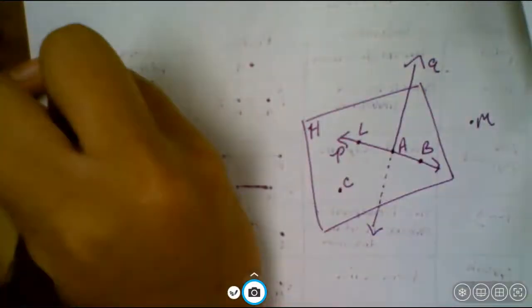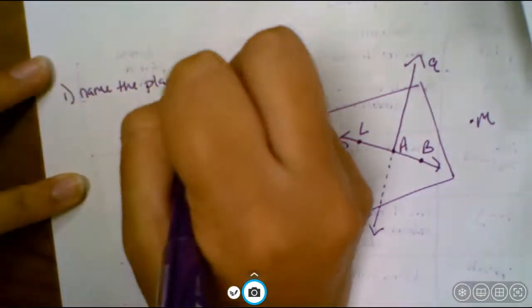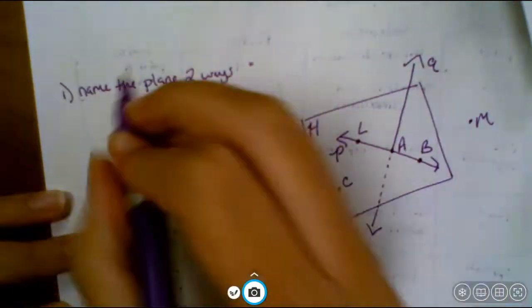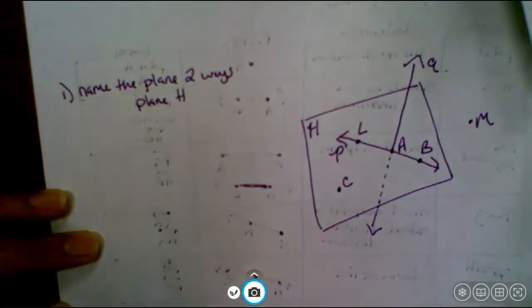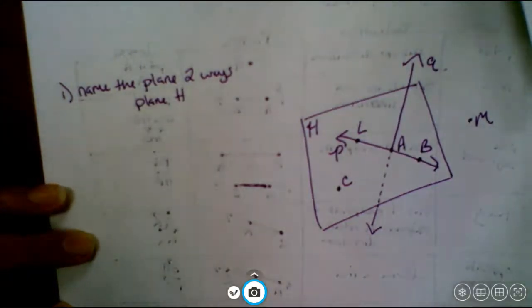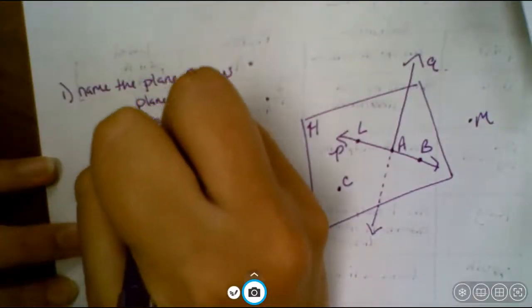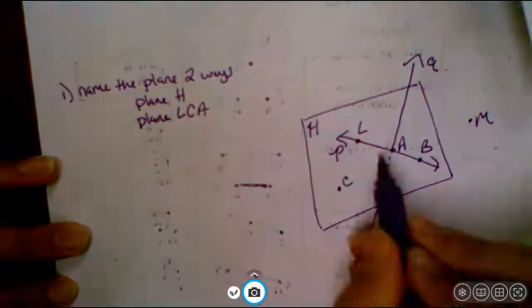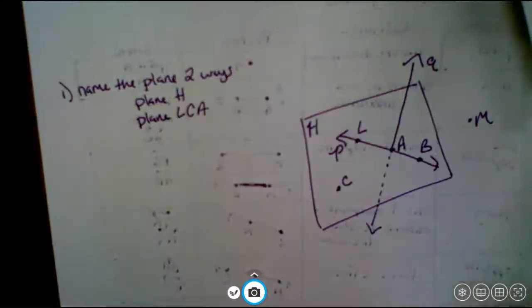All right, so the first thing that we're going to do is name the plane two ways. So what did we talk about? Naming a plane. We can use the big letter in the corner, so we have plane H, or we can pick three points that are not collinear. Okay, they cannot be on the same line. So plane LCA or LBC. Okay, C has to be included because C is not on the line with L, A, and B.